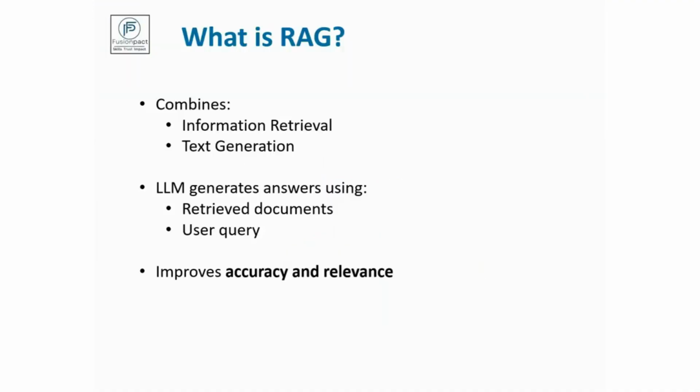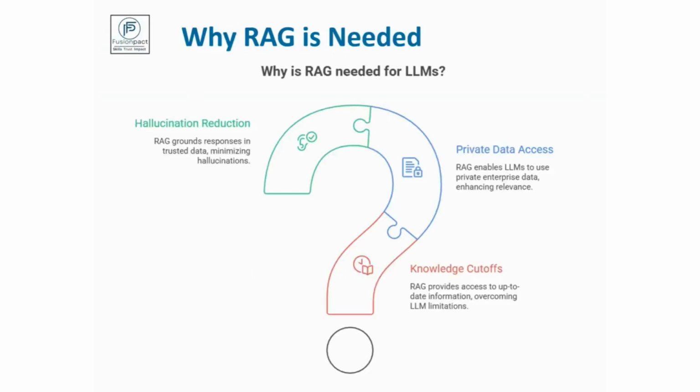What is RAG? It combines information retrieval and text generation. The LLM generates an answer using retrieved documents and the user query. It also improves accuracy and relevance. Why is RAG needed?